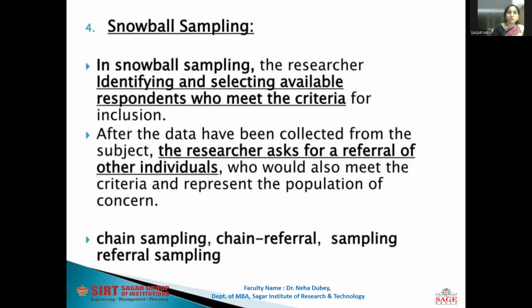Now, snowball sampling. In snowball sampling, the researcher identifies and selects available respondents who meet the criteria for inclusion. After the data have been collected from the subject, the researcher asks for referrals of other individuals who would also meet the criteria and represent the population of concern. It is also understood as chain sampling, chain referral, or referral sampling.